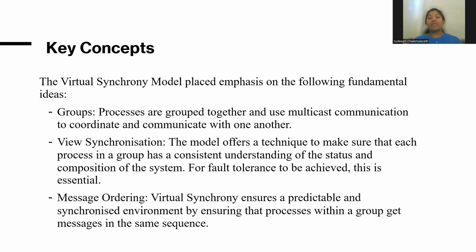Here are the key concepts. There are three main key concepts for the virtual synchrony model, which are groups, view synchronization, and message ordering. For groups, the processes are grouped together and use multicast communication to coordinate with each other. View synchronization is a technique that ensures that all members have a consistent understanding of the status and composition of the system. For fault tolerance to be achieved, this is very essential. And coming to message ordering, I think we already discussed this: virtual synchrony ensures that in a synchronized environment, the processes within the group get messages in the same order.